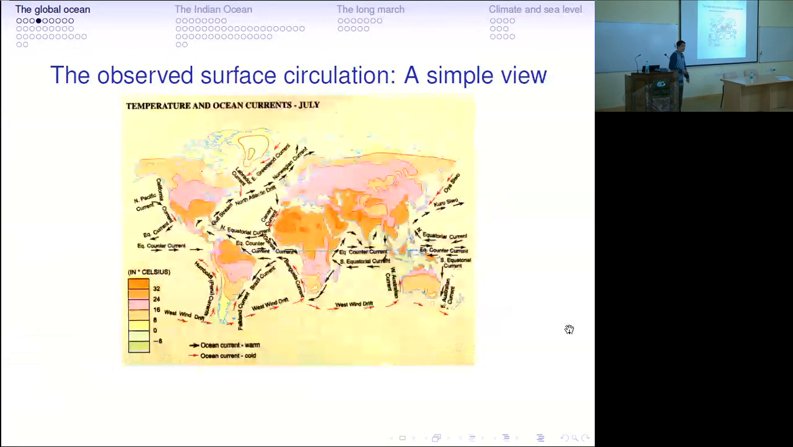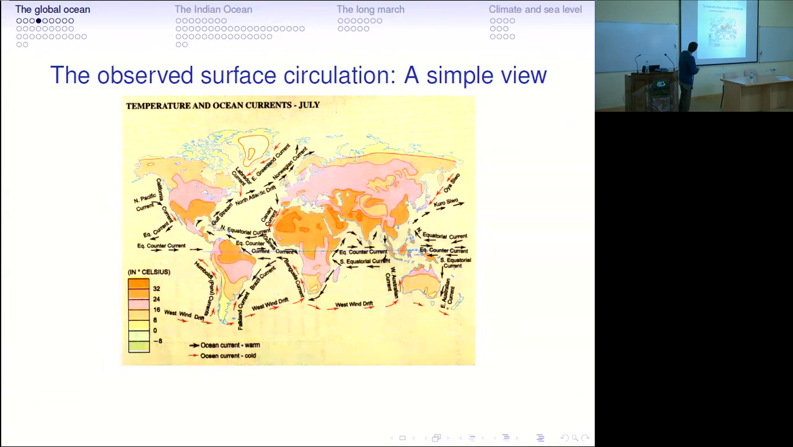This is from the Oxford School Atlas, which is what I used when I was studying in school. And I hope you remember this picture. It's a very simple view. So you have temperature and ocean currents. Let's forget the temperature. This was the Atlantic, and the Pacific, unfortunately, is split into two parts. What you see here is a gyre. The gyre is a closed circulation.